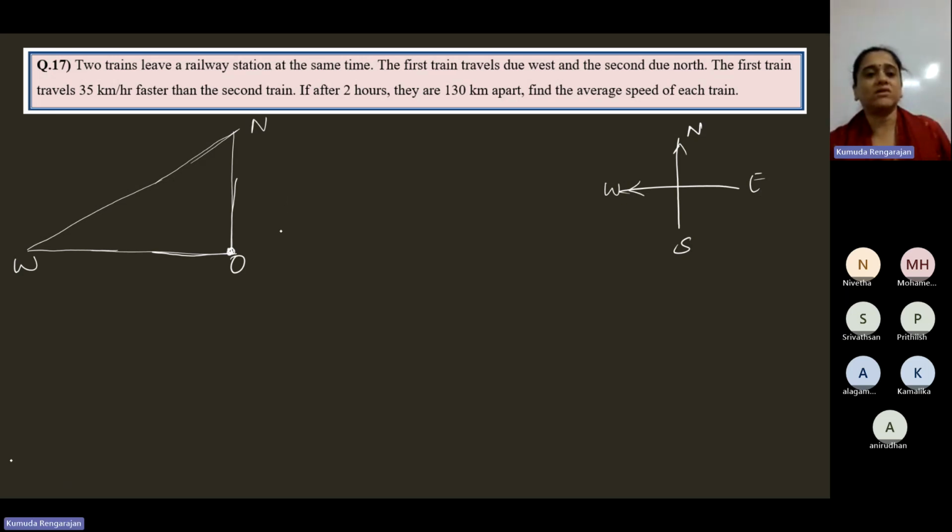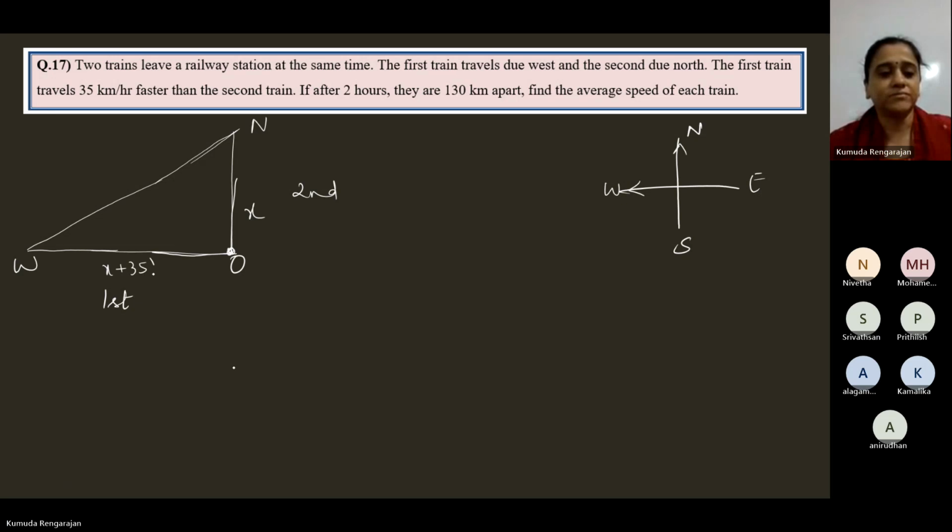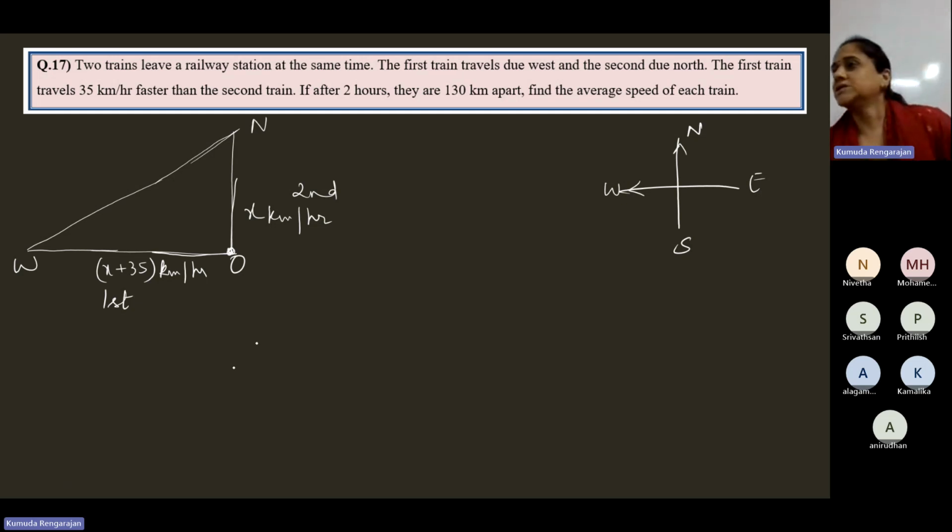The first train travels 35 kilometers per hour faster. Which is the first train? This is the first train, because it travels towards west. This is the second train. The first one is 35 kilometers per hour faster. So let the speed of the second train be X kilometers per hour. So the speed of the first train is X plus 35 kilometers per hour, correct?